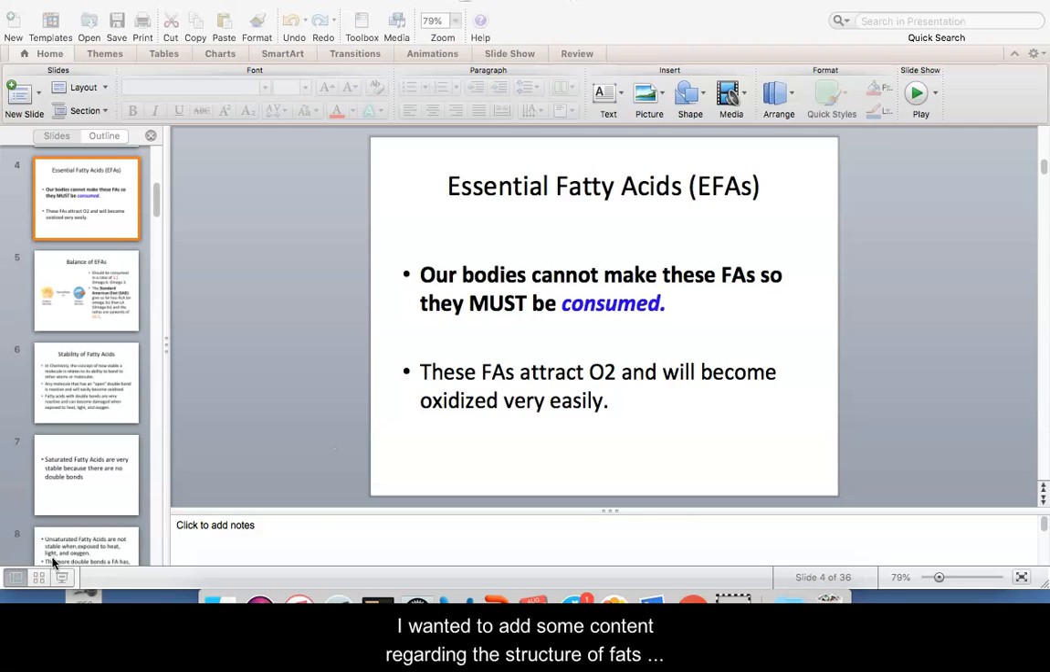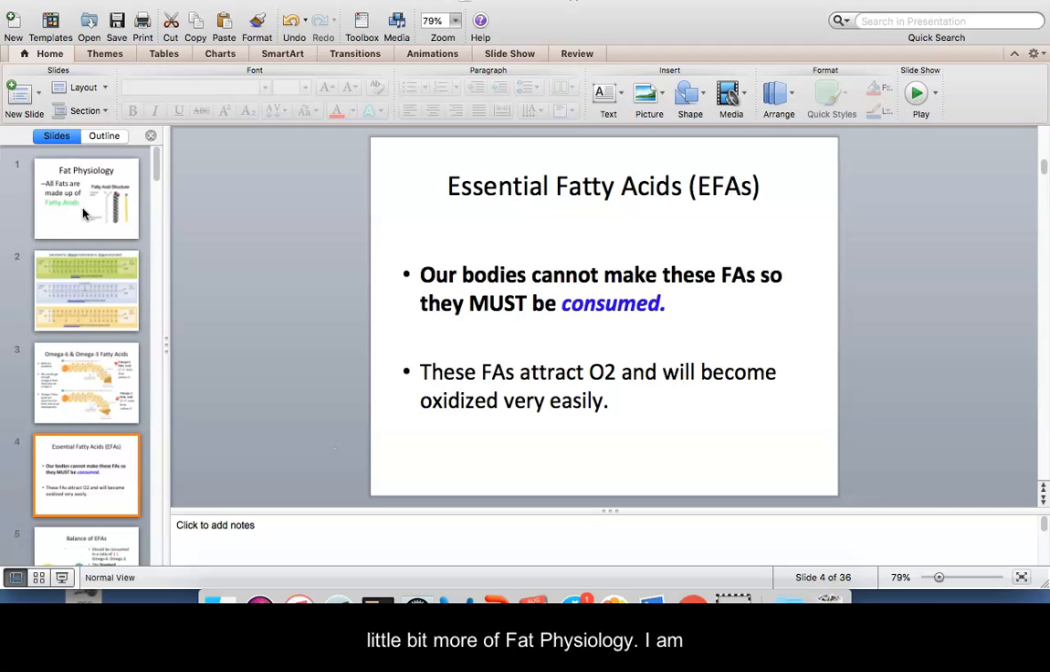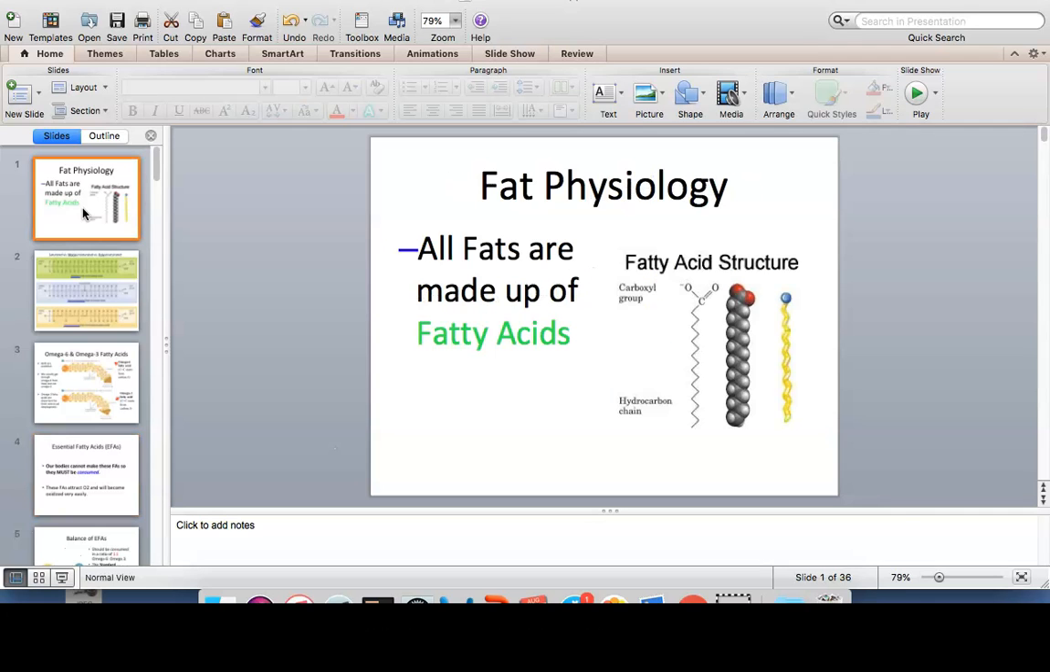Hi, I wanted to add some content regarding fats and lipids, and I thought it was important for us to discuss a little bit more of the fat physiology. So I am just going to show you a couple slides here.